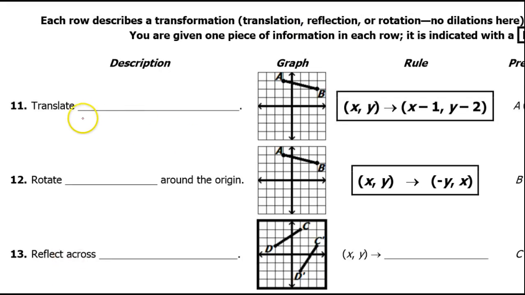All right, for problem number 11, we are given the rule, and we have to do everything else ourselves. So, (x minus 1, y minus 2). That means that we're going to translate left 1 and down 2. So now we can do the graph. If I go left 1 and down 2, this should be A prime. And if I go left 1 and down 2, this will be B prime.